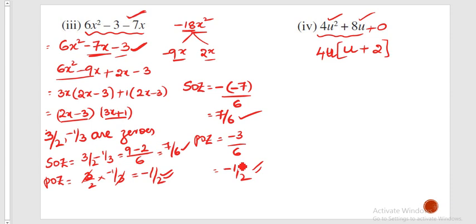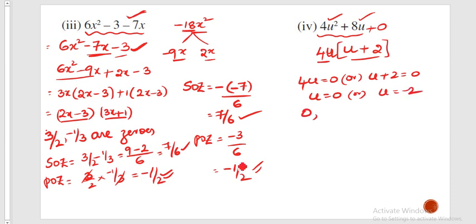To find the zeros, what should I do? I need to make either this equal to 0 or that equal to 0. So 4 times u is equal to 0 or u plus 2 is equal to 0. From this, u is equal to 0 or u is equal to minus 2. So 0 comma minus 2 are the zeros of this particular polynomial.